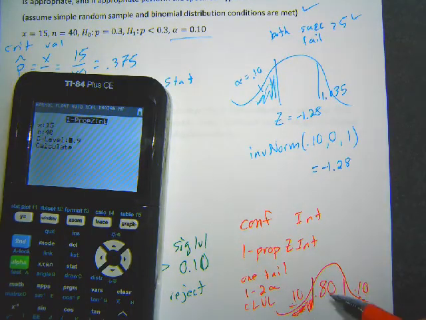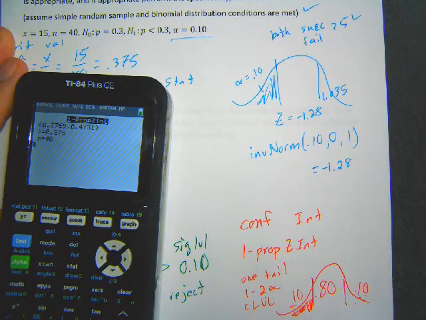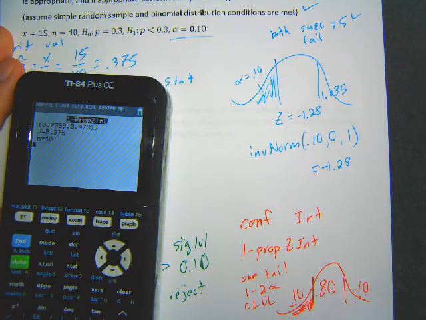So that's how we get this 80%. So it's not going to be 0.9, it's going to be 0.8. And that's how we'll calculate our confidence interval. So our confidence interval for this one is 0.2769 and 0.4731.